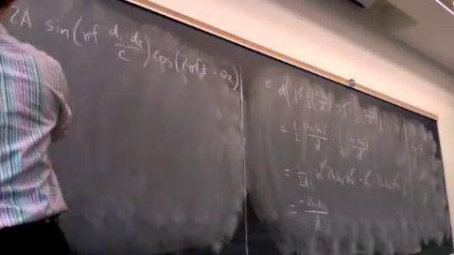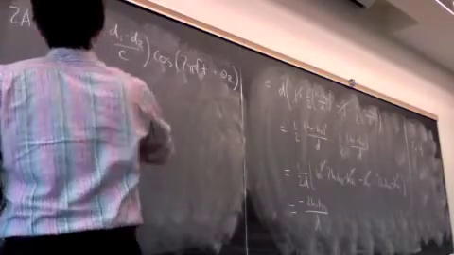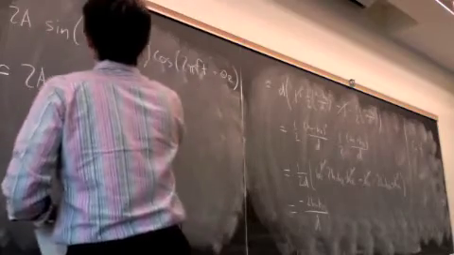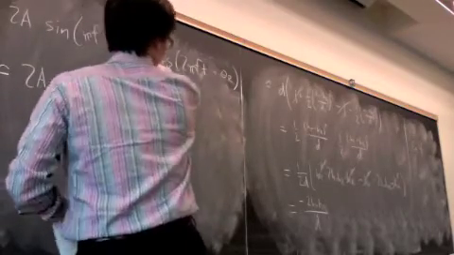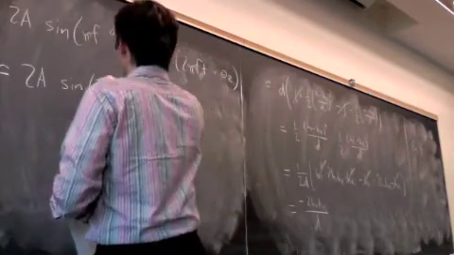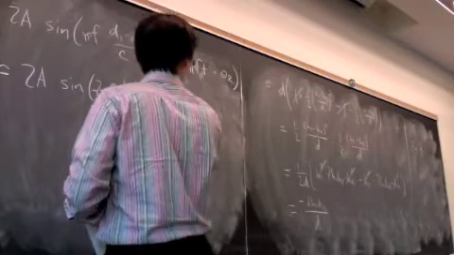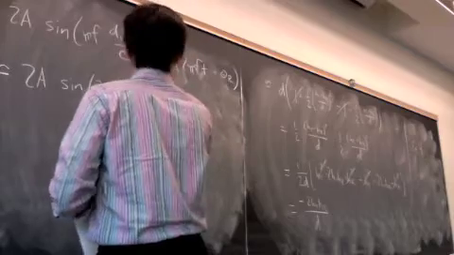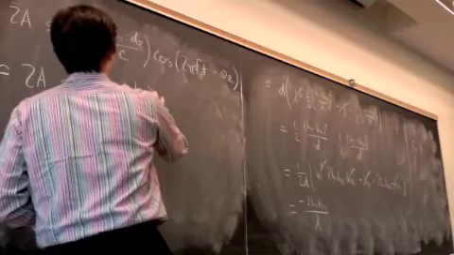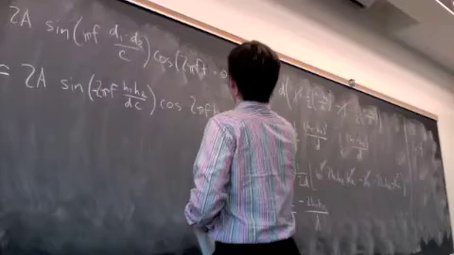This I can substitute, approximately equal to 2A sine of pi f (d1 minus d2) over c, which is roughly equal to minus 2 pi f ht hr divided by dc, times cos(2 pi f t plus theta r).